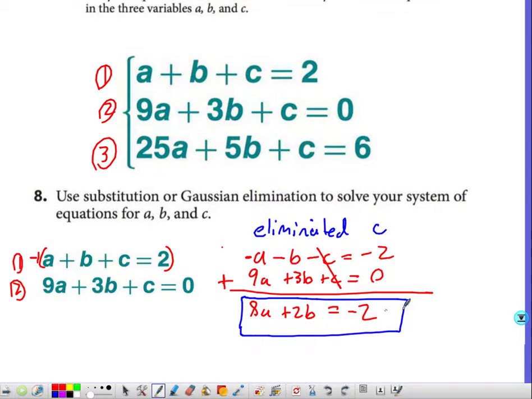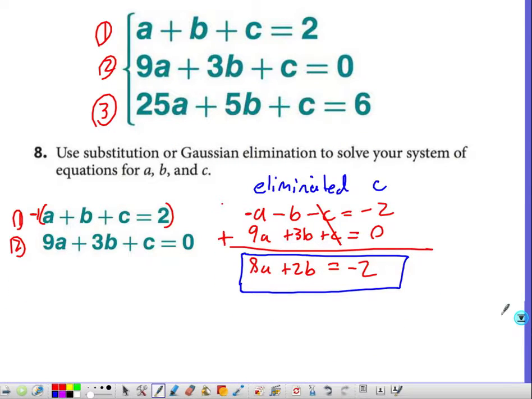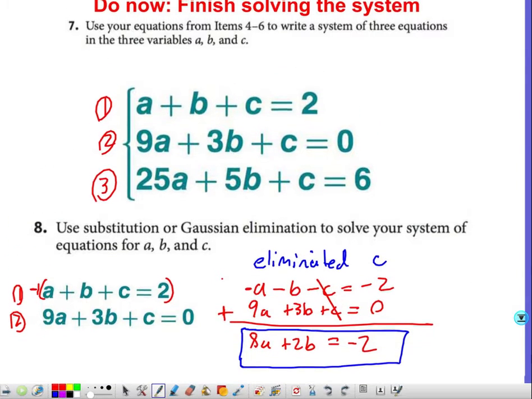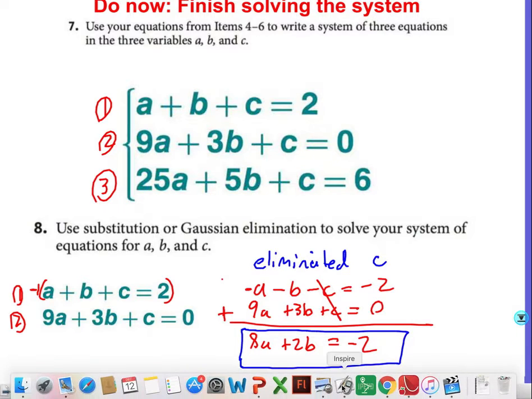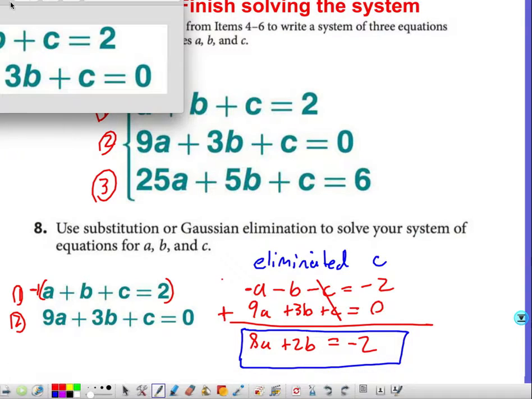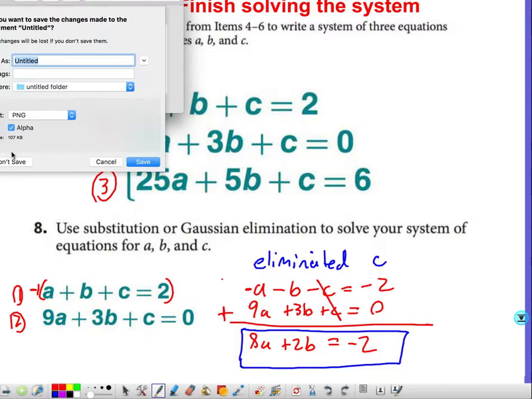So we're going to stop there because we need another equation that looks like this. And what we need to do is, since we already used equations 1 and 2, let's go ahead and use equations 2 and 3. So let me use some technology here.